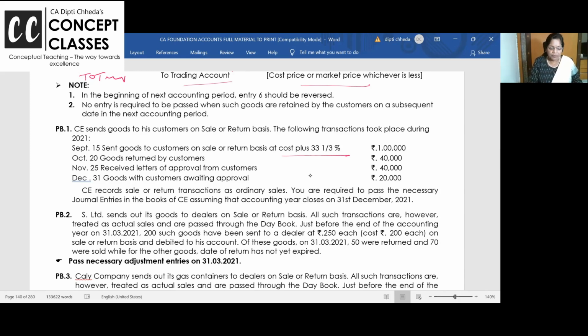And this way also. Then goods returned by the customers. On October 20, 1 lakh goods I have sent. Out of that, 40,000 you have returned. And on November 25th, 40,000 you have accepted. So what you accept, there won't be any entry. Goods which are still on approval basis, 20,000. I've already recorded everything as sales. So I'll have to reverse it and do.